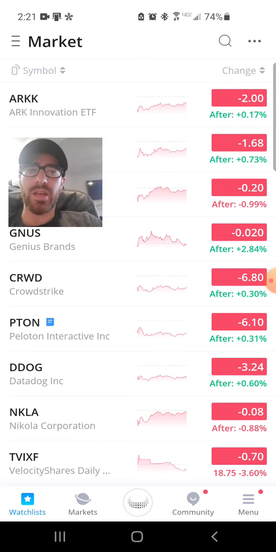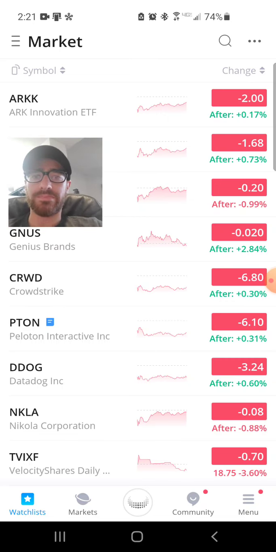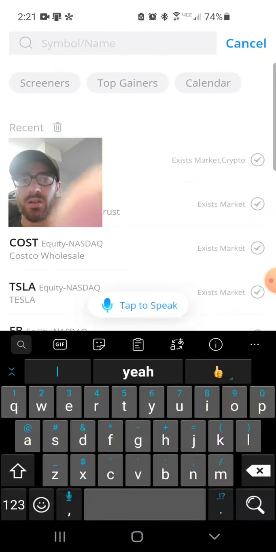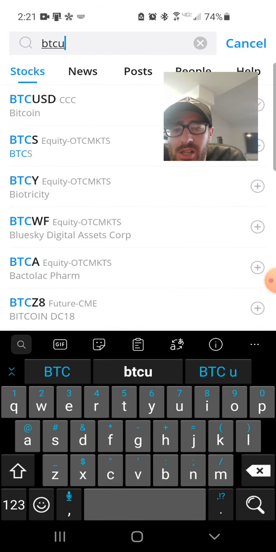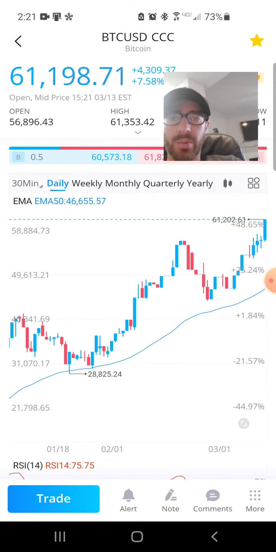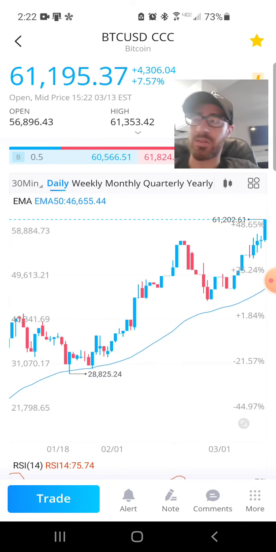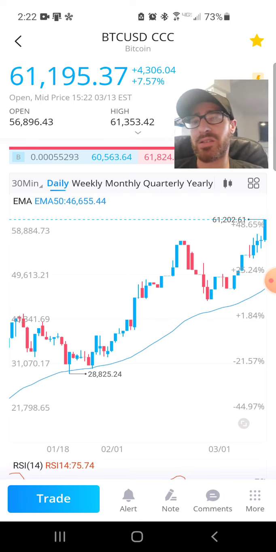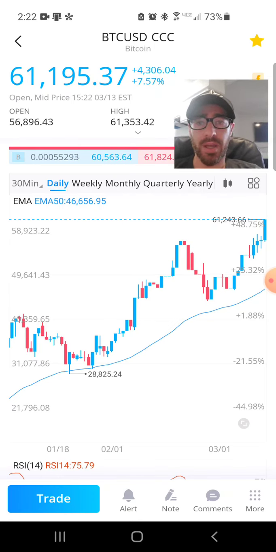Now the watch lists are over here, and the first thing that we're gonna do, just to look at an example, is look at Bitcoin. Okay, so we're gonna tap this magnifying glass up here, and then we're gonna tap in BTC USD, right? And boom, here we have it. Here's Bitcoin. It's trading nice and high today. All-time highs surpassed 60K. That's a big deal.